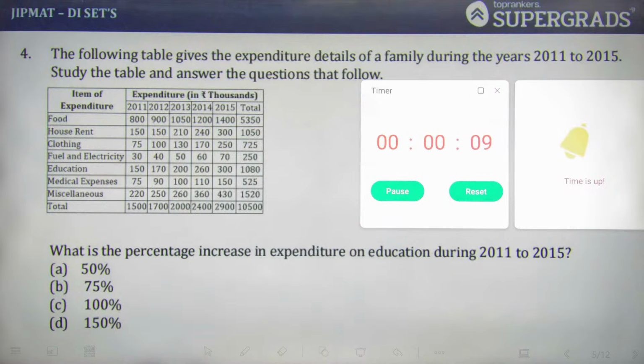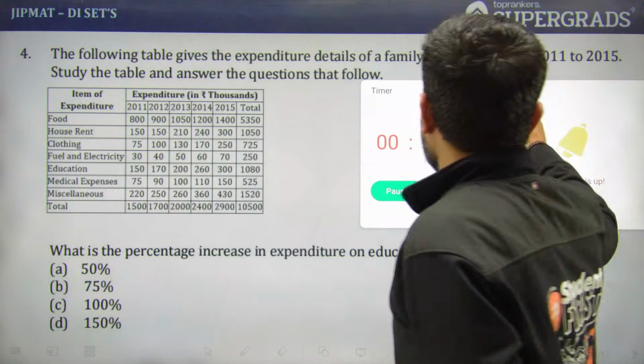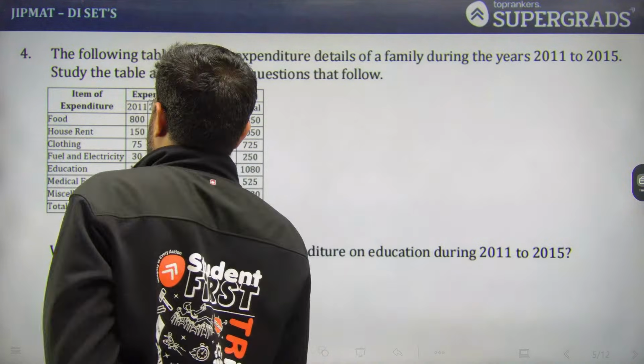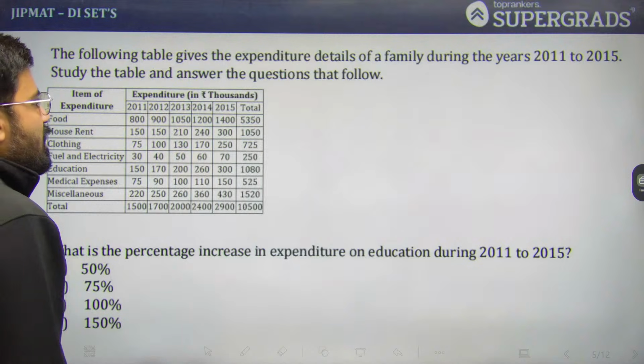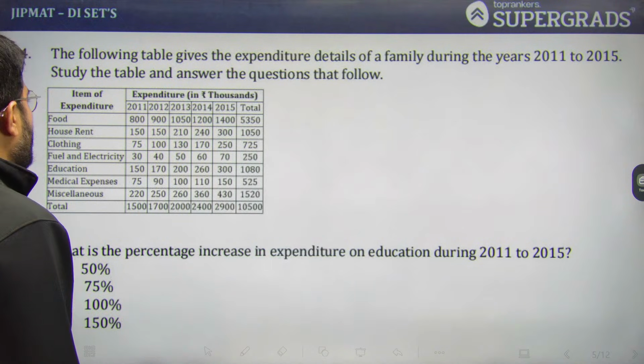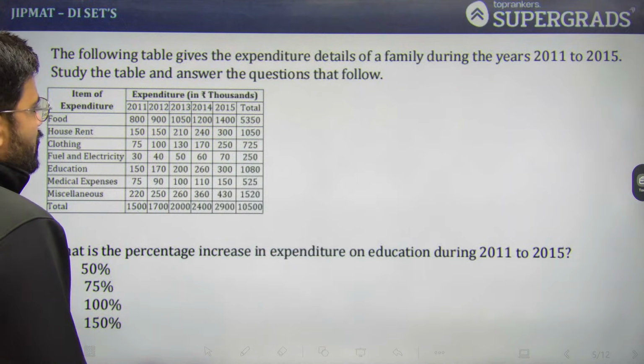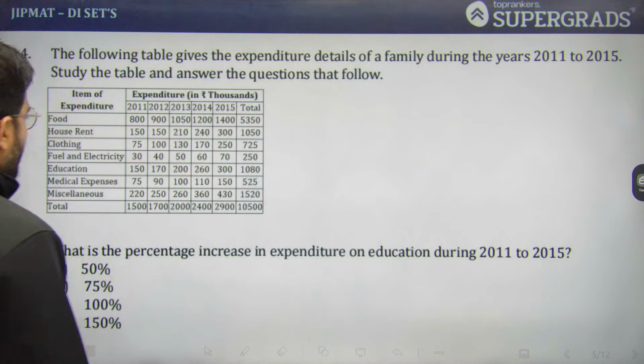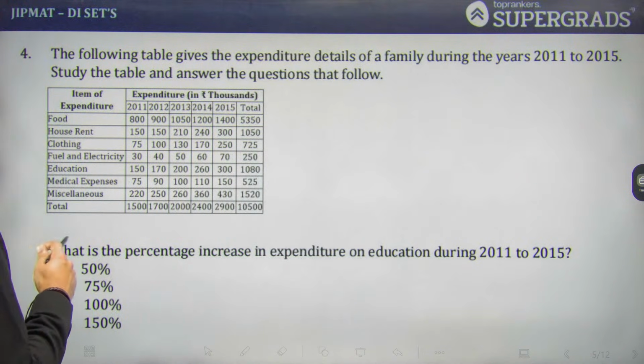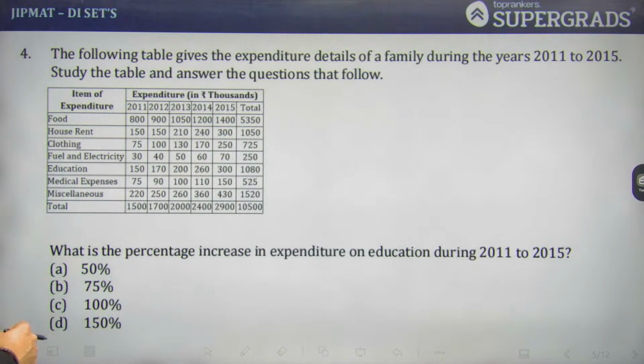The following table gives the expenditure details of a family during year 2011 to 2015. Study the table and answer the questions that follow. Item of expenditure. Expenditure in thousands is given. 2011, 2012, 2013, 14, 15 and total. How much on food, house rent, clothing, fuel, education, medical expenses and miscellaneous, and what is the total expenditure.